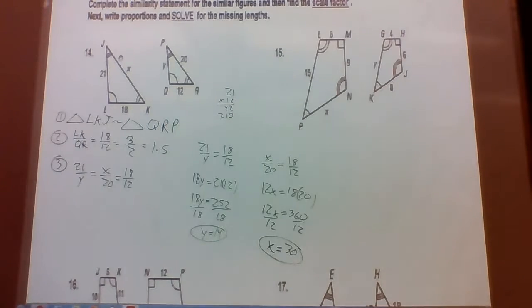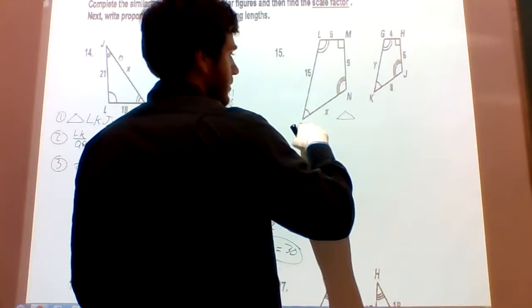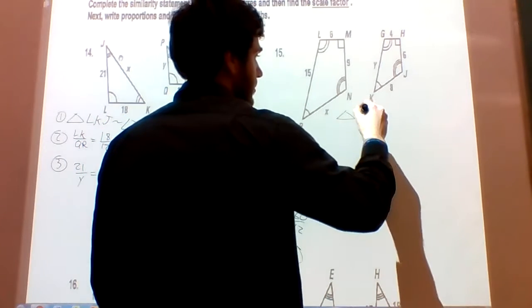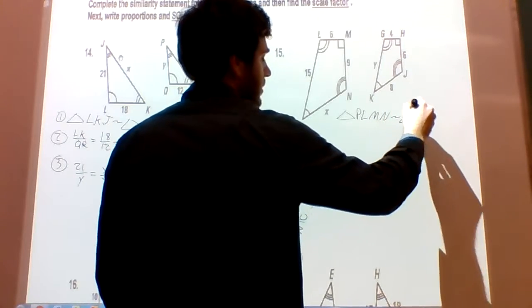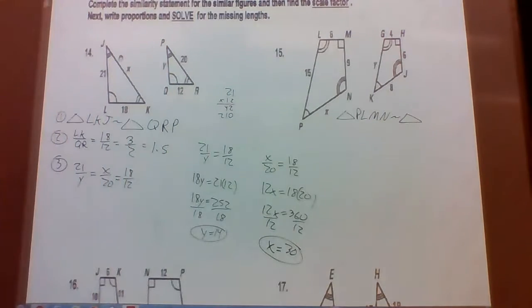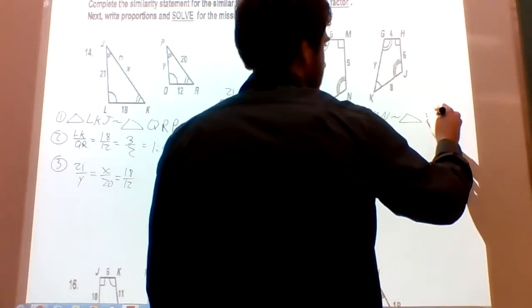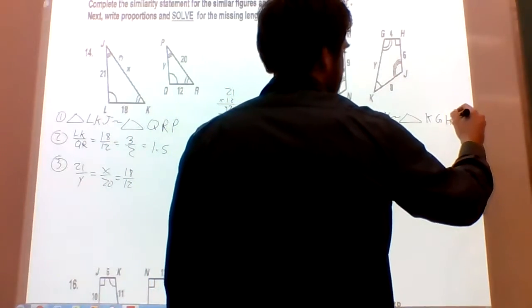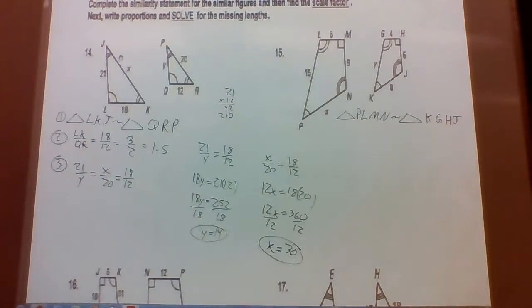Number 15 here, so we want to write a triangle similarity statement. So let's just start here. Triangle PLMN is similar to triangle KGHJ. Those triangles are similar.